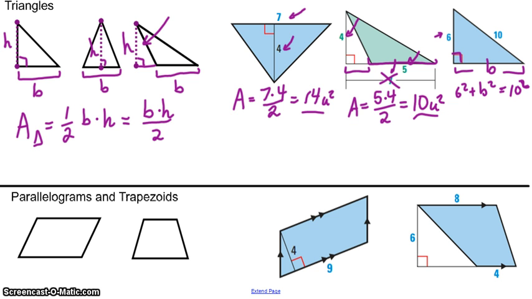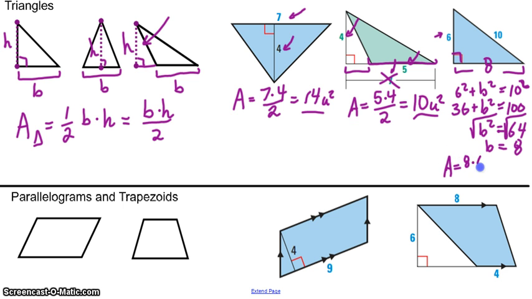Since 10 is the longest side, the hypotenuse, we have 6 squared plus b squared equals 10 squared. We know that 6 squared is 36 and 10 squared is 100. Subtracting 36 from 100 leaves us with b squared equals 64. And the square root of 64 is 8, which means that the base of this triangle is now 8. Now that we know the base, we can find the area. And remember, area is base 8 times the height 6 divided by 2. And 8 times 6 divided by 2 leaves us with 24 square units.